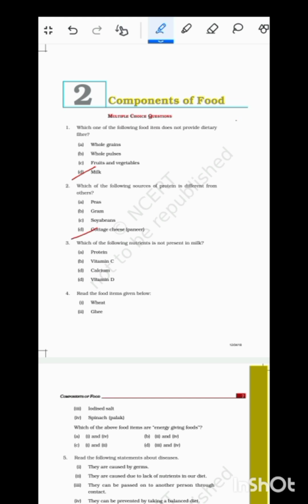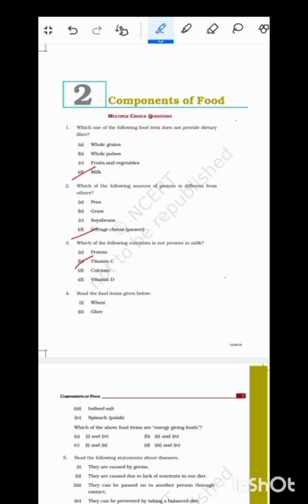Question number 3. Which of the following nutrients is not present in milk? Option A, protein. Option B, vitamin C. Option D, calcium. Option D, vitamin D. Sorry, there is a misprint here. It must be C before calcium, but no worries. The answer would be option B, as milk does not contain any kind of vitamin C. It contains protein, calcium, vitamin D, but not vitamin C. Vitamin C is present in citrus fruit and green chili.